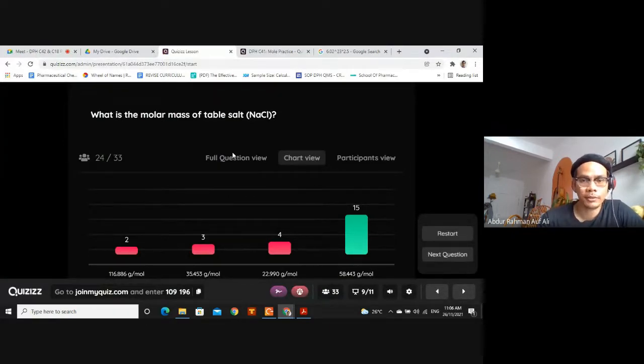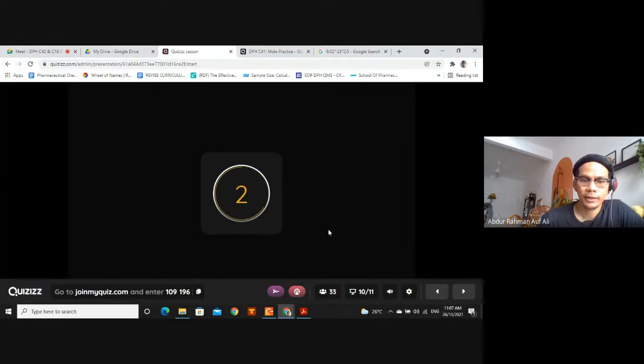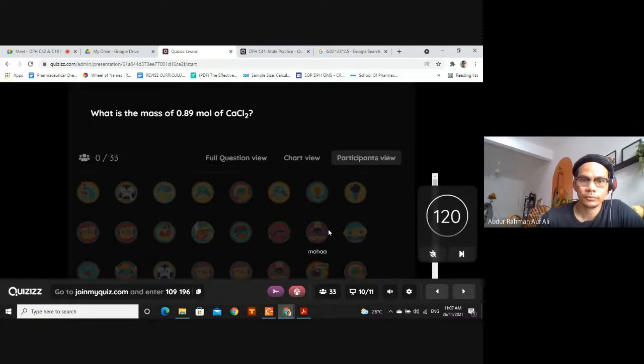If you have a chemical formula, you look at the number of atoms of each element, then look at the periodic table for the weight of each one, and then add and multiply when necessary. Next question, we have 2 more, 1 more after this, and then we take 5, and then there's a bit more to go through in chapter 2. Okay, what is the mass of 0.89 mole of calcium chloride?